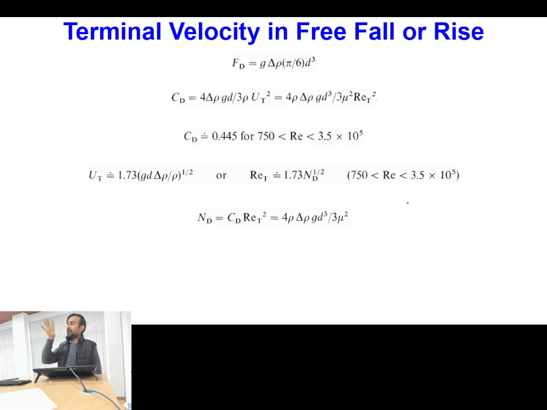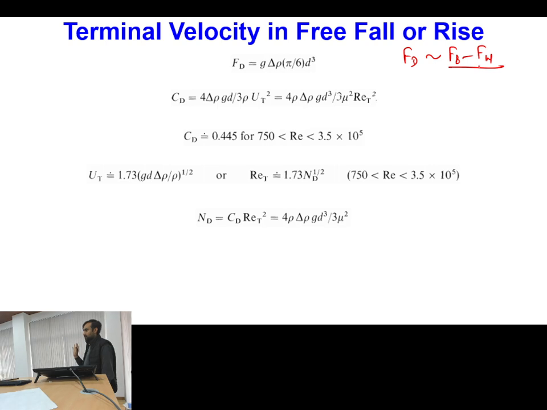And one important point: this was when our sphere was stationary and flow was happening over the sphere. Now we can take the reverse situation, like in the case of raindrops. So we can say that our surrounding fluid is stationary but the spherical solid is actually falling. In that scenario, what will be happening? We know that the drag force will be of the order of buoyancy force minus weight. Is this one clear?